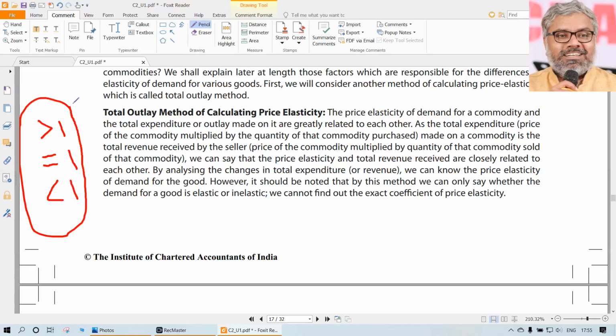If we can identify the elasticity without calculating also, ultimately the objective is served. We don't need to calculate and find out the number, and then only understand whether it is elastic or inelastic. It doesn't make sense. It is not required also. Of course, all these methods of calculating elasticity of demand we have learned so far are important. I'm not telling they are useless.